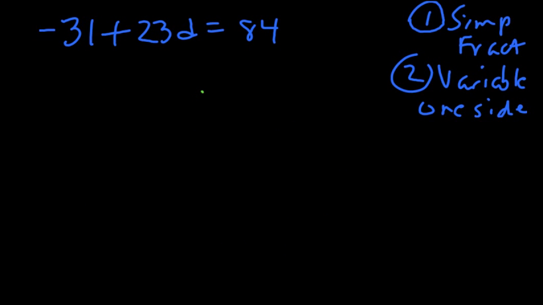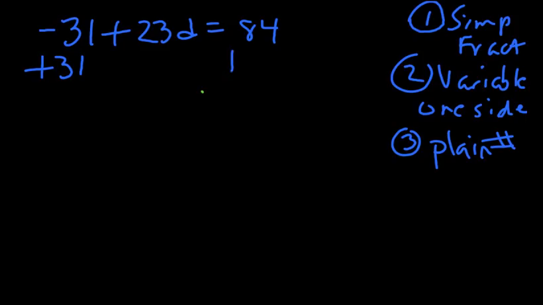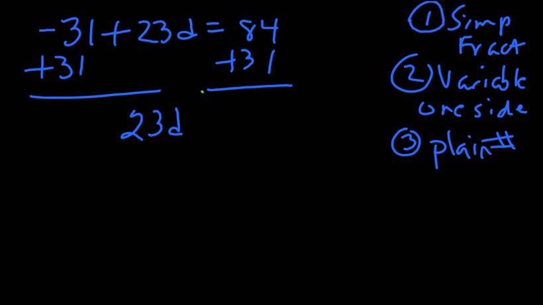Okay, now we're going to do step 3, which is we're going to take the plain number, the constant that's on the x side or the d side, if you will, and get it moved. So we're going to do plus 31 on both sides. That's going to leave 23D on this side, and it's going to leave 115 on this side. Now, we're going to divide by 23.